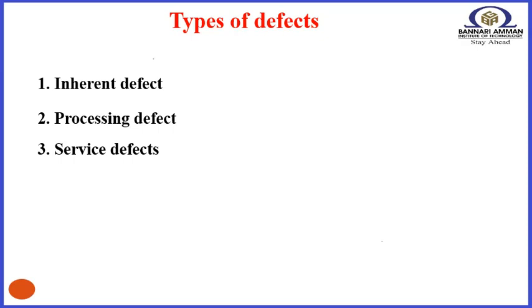Types of defects. Inherent defect: formed during the initial production of raw material, for example porosity, cavity, voids, etc. Processing defect: formed during the processing of the component, for example surface and subsurface cracks developing due to mechanical and thermal processing like grinding, heat treatment, etc. Service defects: formed during the operating cycle of the component, for example surface and subsurface cracks due to fatigue, stress, corrosion.